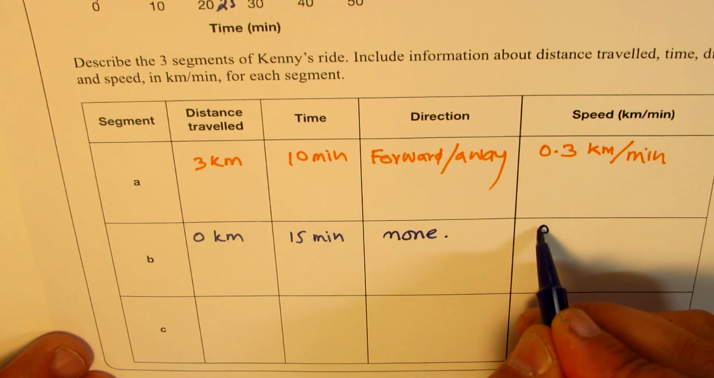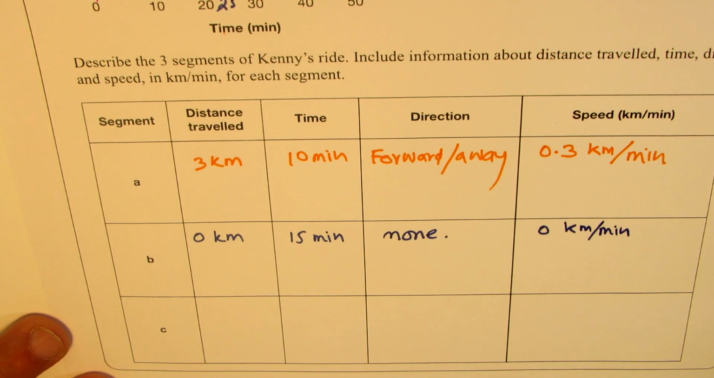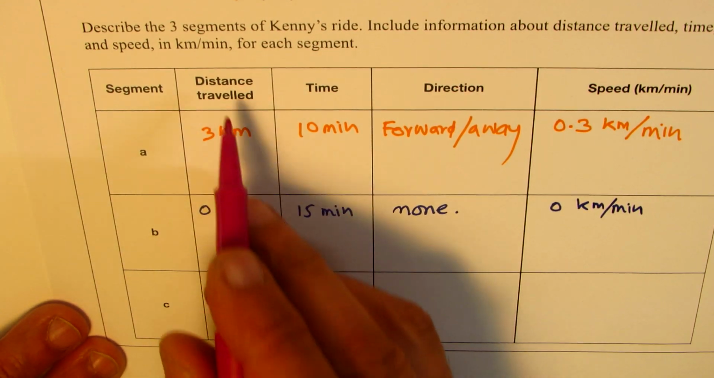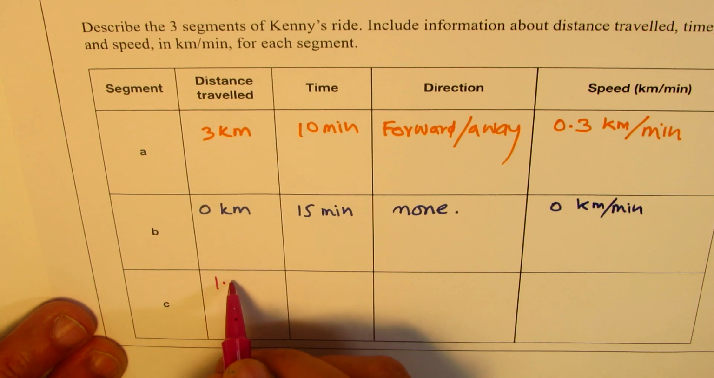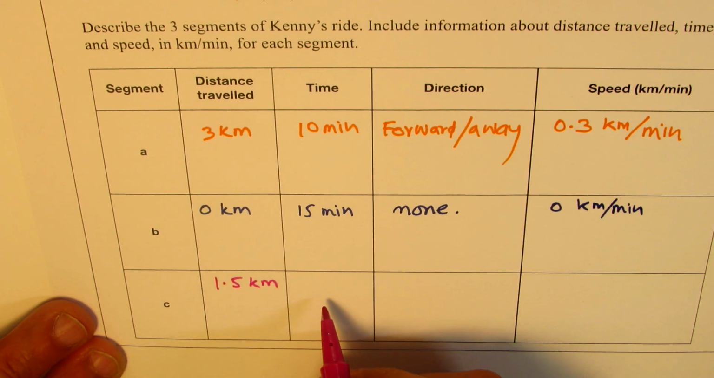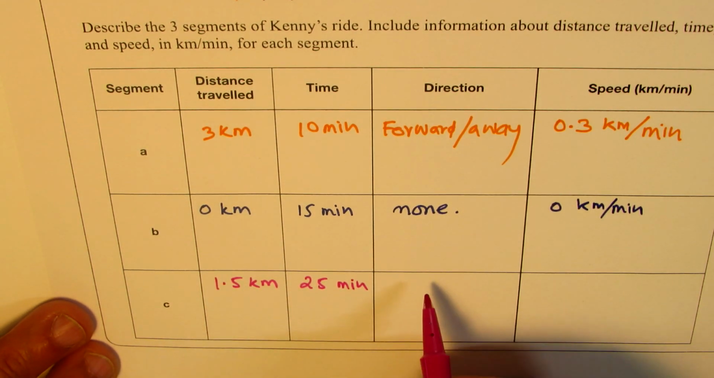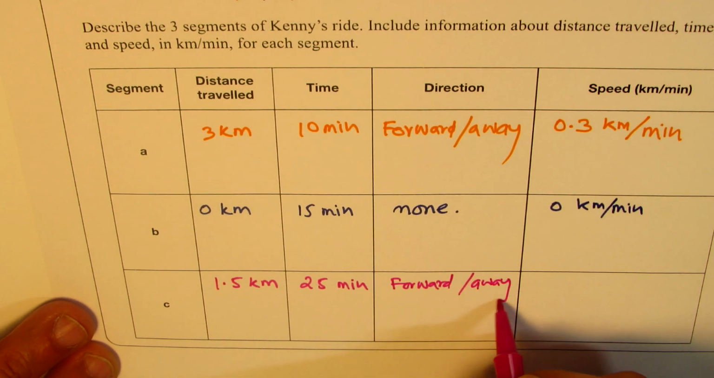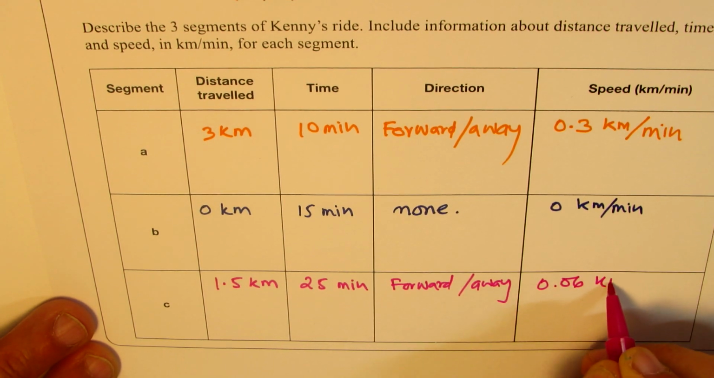And the speed is 0 kilometers per minute. And in the third case, part C, for the speed, distance traveled was from 3 to 4.5, so the distance traveled is 1.5 kilometers. Time taken was 25 minutes. Direction was forward, or away, right? Moving away. And the speed calculated was 0.06 kilometers per minute.